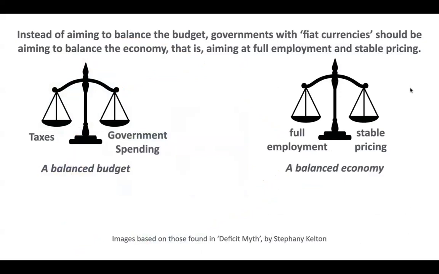That means that instead of aiming to balance the budget, governments with fiat currencies should be aiming to balance the economy. That is, aiming at full employment and stable pricing. Now, to accomplish that, they need to invest in making sure that people can be fully employed, have the skills that are required for the jobs that are needed, and also that the material resources of the nation are fully used. And then, of course, the whole matter of stable pricing has to do with something else that we'll also be dealing with shortly.